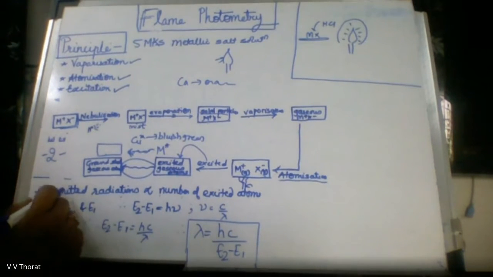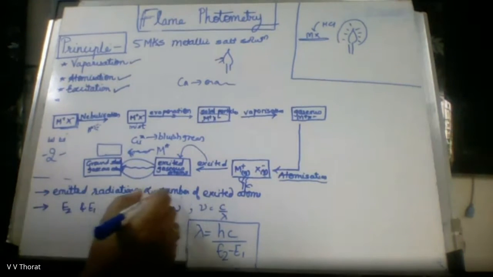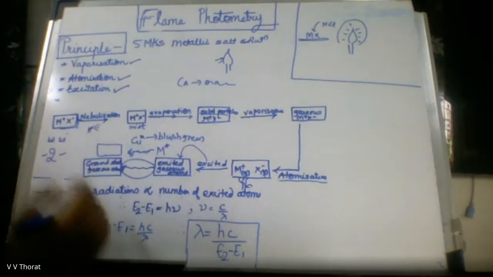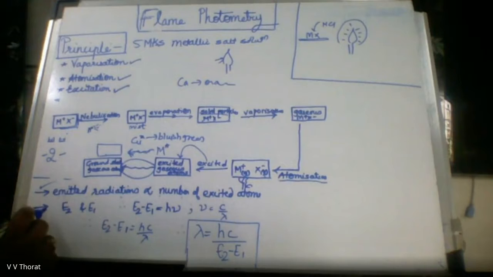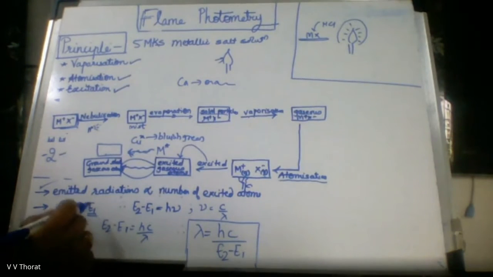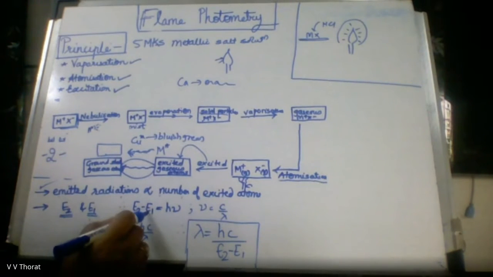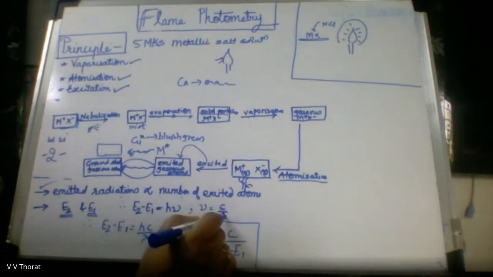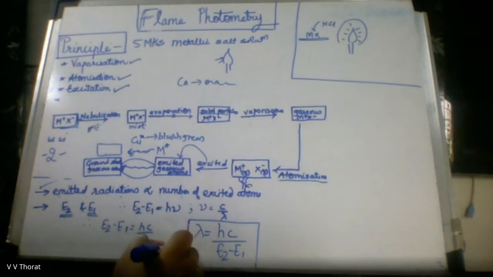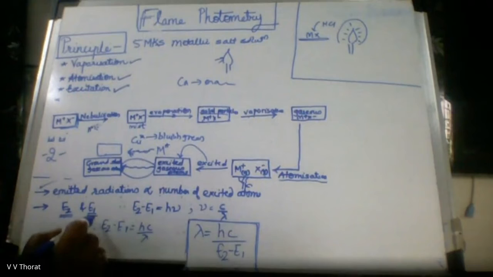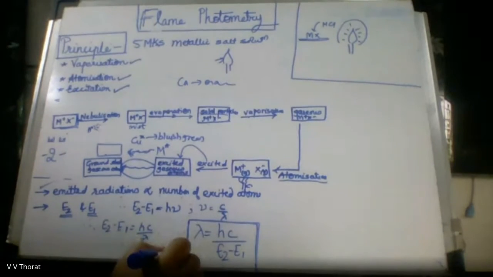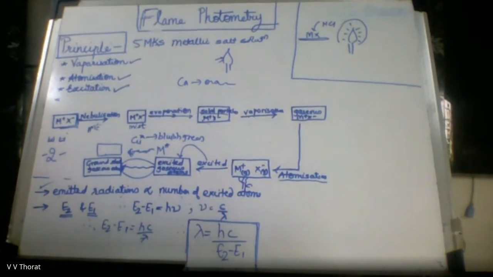Then next, emitted radiation is proportional to number of excited atoms. The more calcium there is, the brighter the color will be. This is one point. Next, if E2 and E1 is the energy of the excited and the ground state atoms, E2 minus E1 is equal to h nu. But we know nu is equal to c upon lambda. Therefore, take lambda over here, lambda is equal to hc upon E2 minus E1.